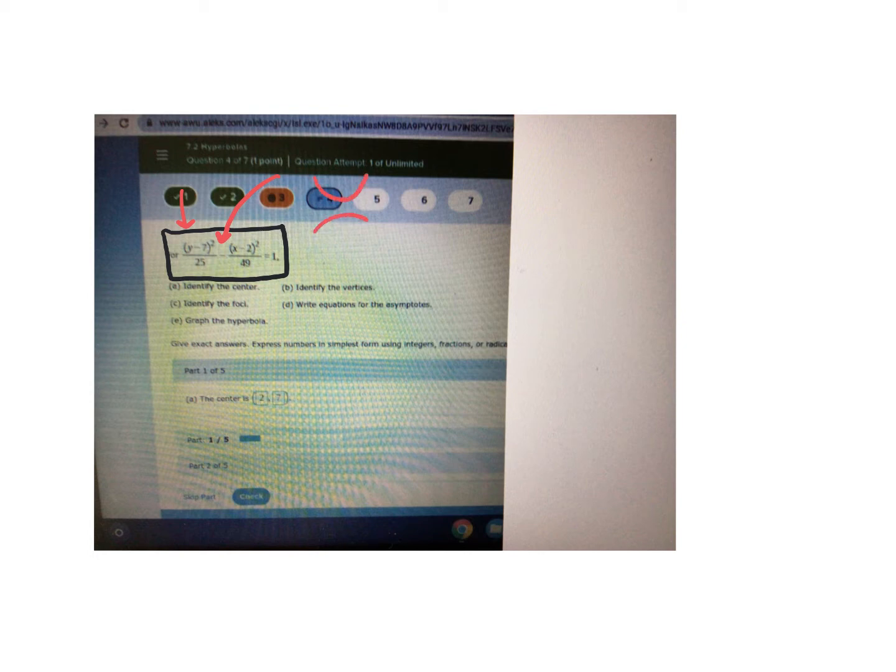the y-axis. So to find the center, we notice that it is shifting. This -7 is affecting the y's, so it's going to move us up 7. And the -2 is affecting the x's, so it's going to move us to the right 2. So 2, 7 is going to be our center. For part B, it wants us to identify the vertices.